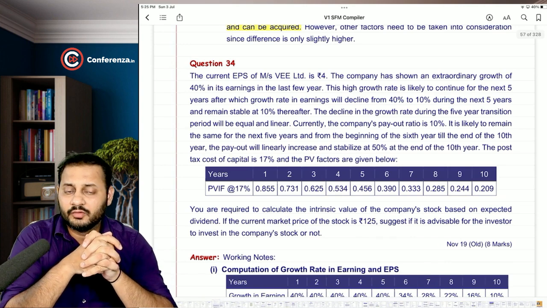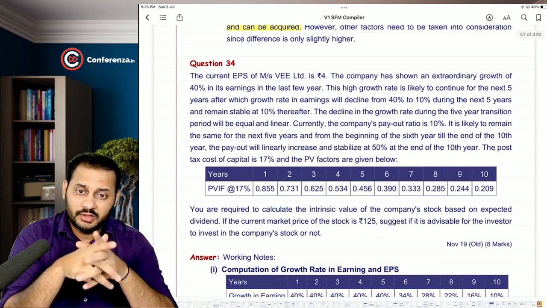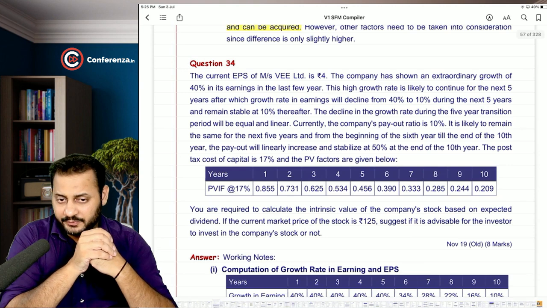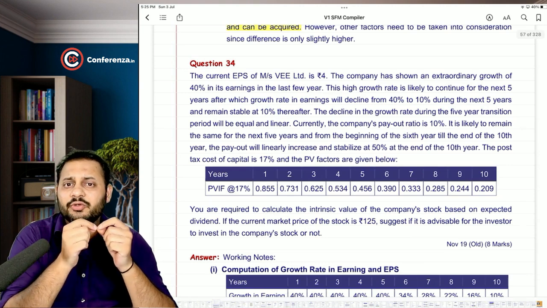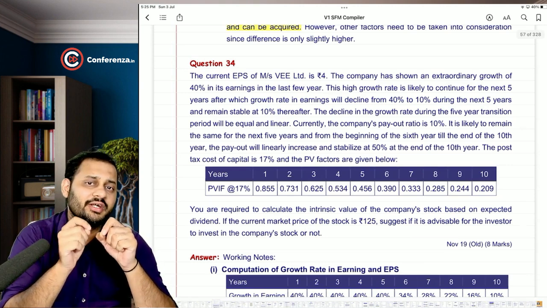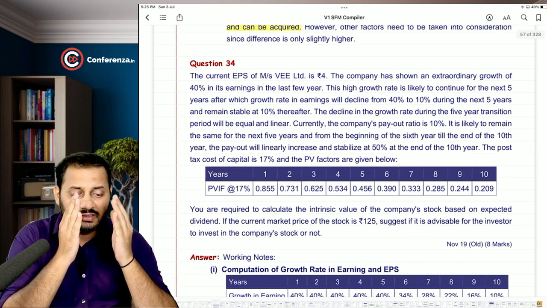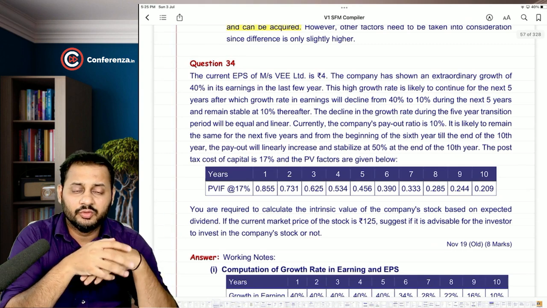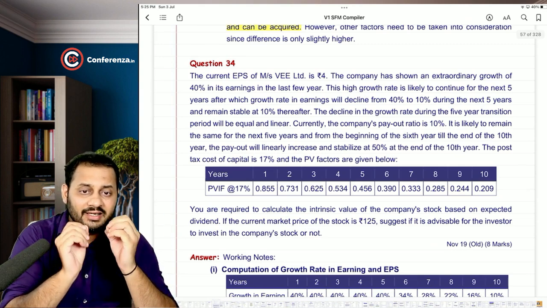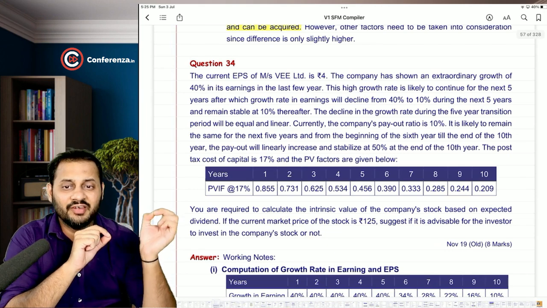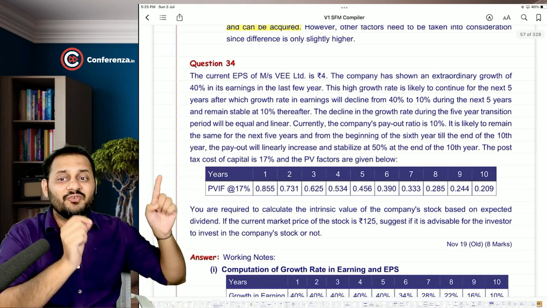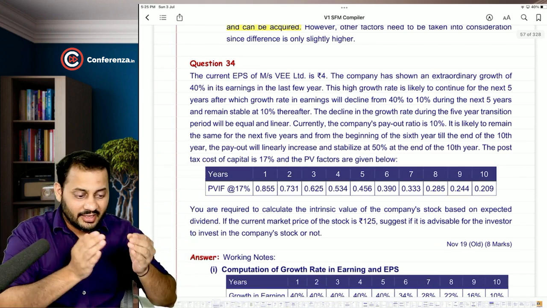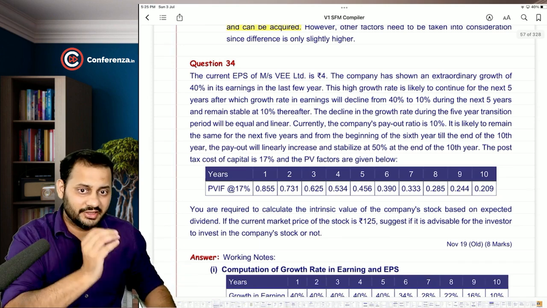10% perpetually. Next line is very important, that this 30% which is going to decline is not in one shot, it is going to be similar and linear. Just go through the sentence. The decline in growth rate during the 5-year transition period will be equal and linear. The decline will be equal and linear stage wise.